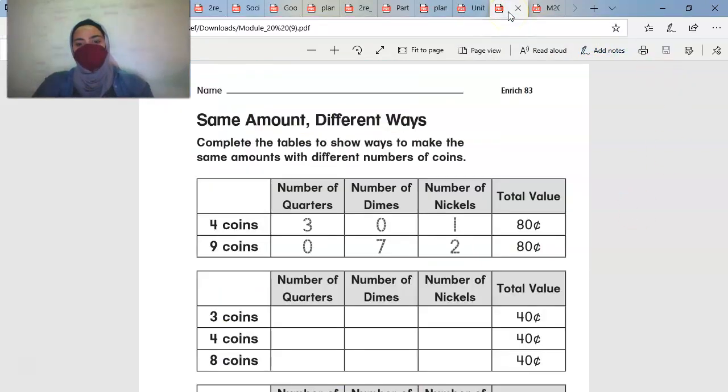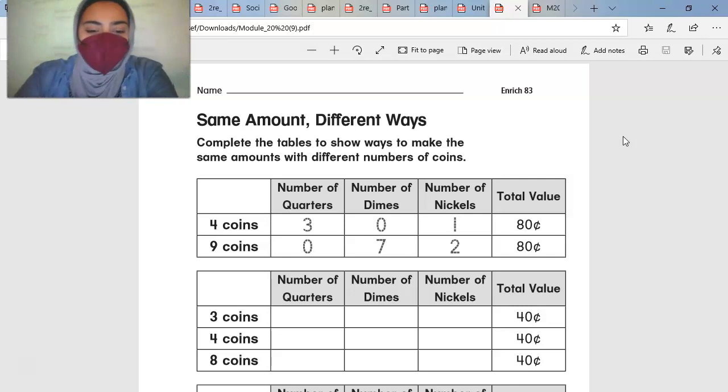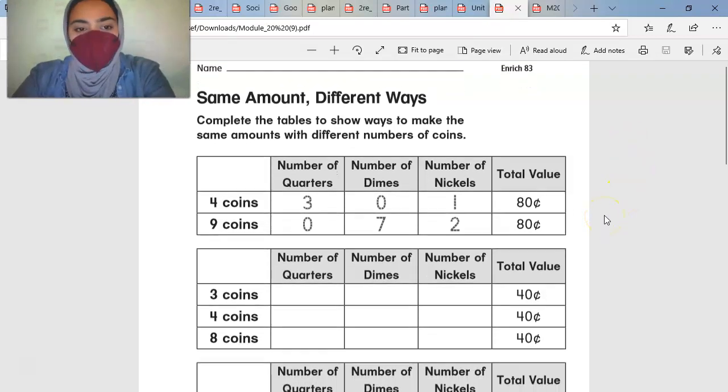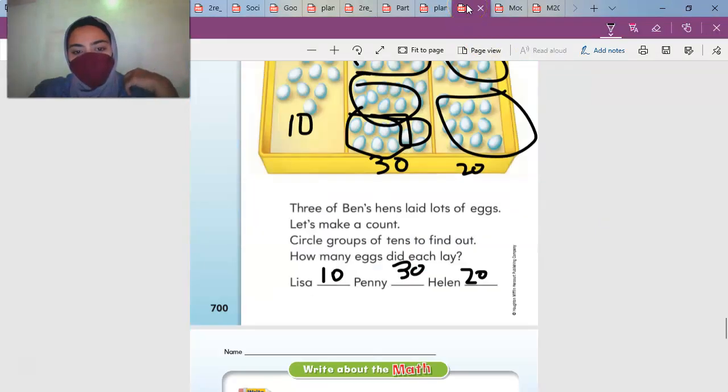When you are done, I asked you to go ahead and work on the problem solving money, and then I wanted to talk about the second worksheet, the Enrich 83. It's not hard, but I thought I would explain it. It should be actually really easy because we've already done money. Same amount, different ways. You're going to complete the tables to show ways to make the same amount with different numbers of coins. Remember a minute ago when we were going over this?